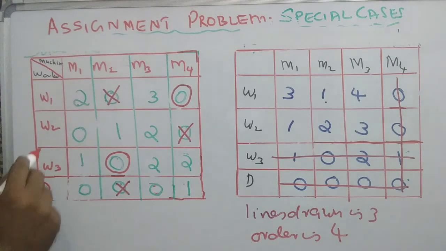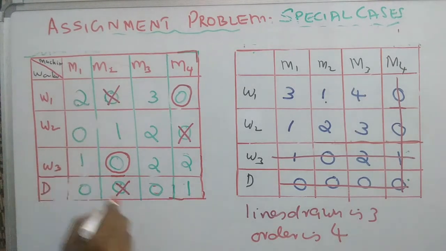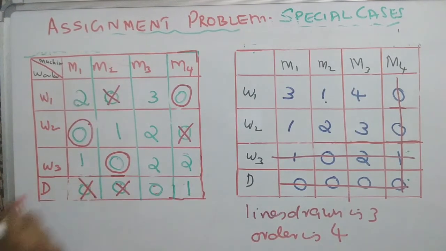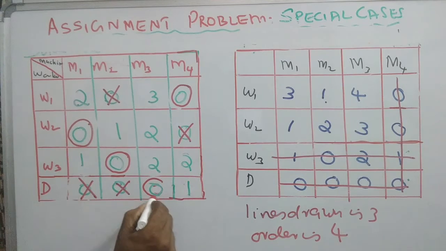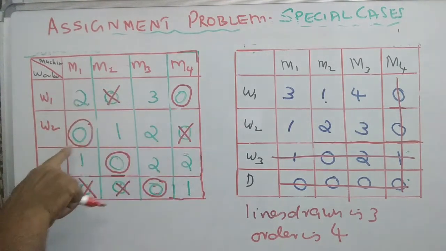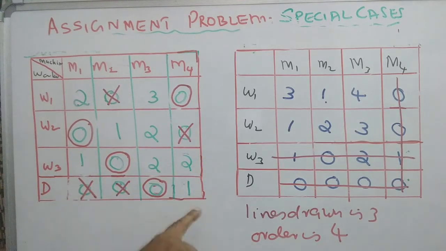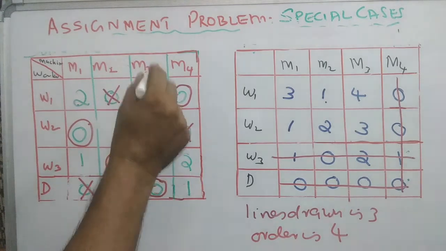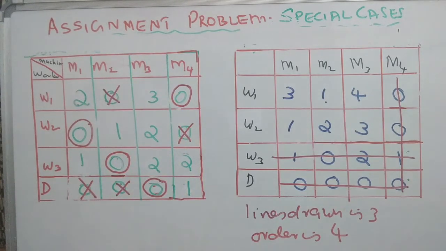Continue the process. In the second row, there is only one zero. Now, we make an allocation here. Cross out the zeros in that column. And now, in the dummy row, there is only one zero. We make an allocation. So, how many allocations? First row, second row, third row, fourth row. In each row, we have one allocation. About the columns, the first column, second column, third column and fourth column, we have one allocation.